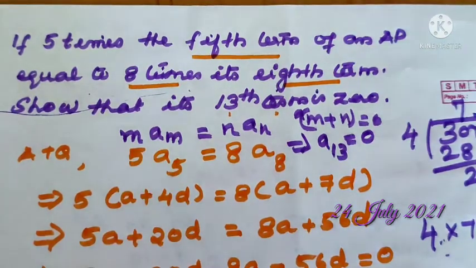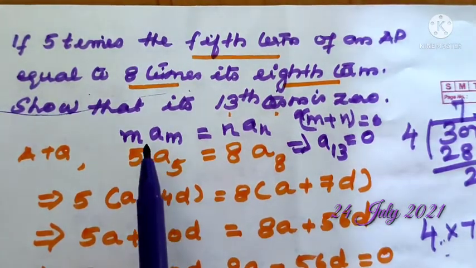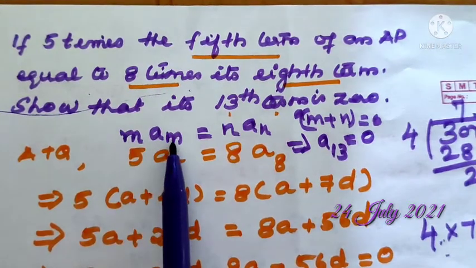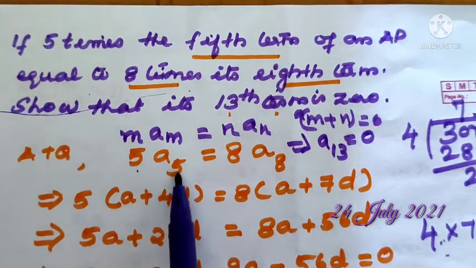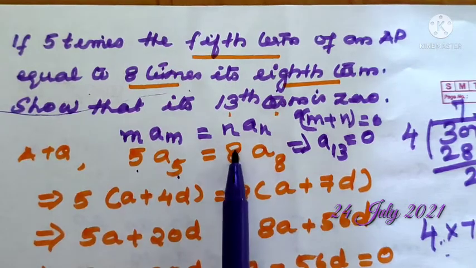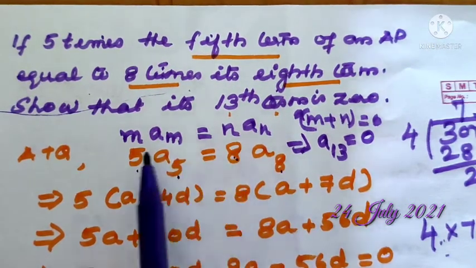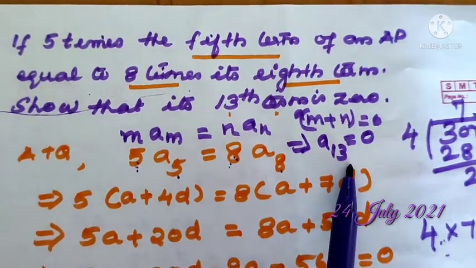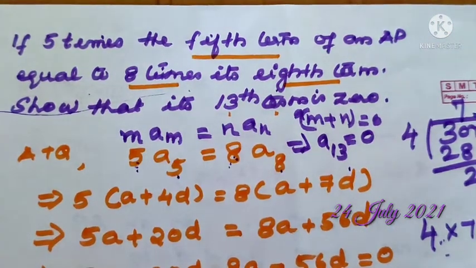That time there is no need of doing this one. So what is the meaning of this one? m times the mth term, that is 5 times the 5th term, equal to 8 times the 8th term. So what is 5 plus 8? 13. 13th term equal to 0. Just a reference point only.